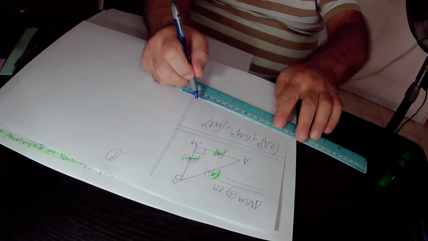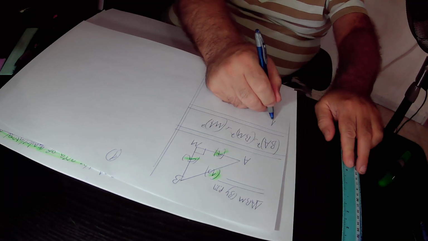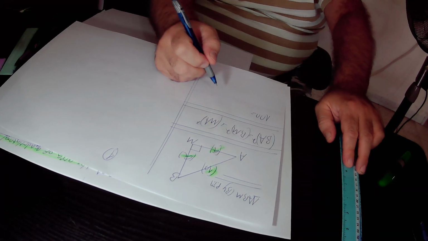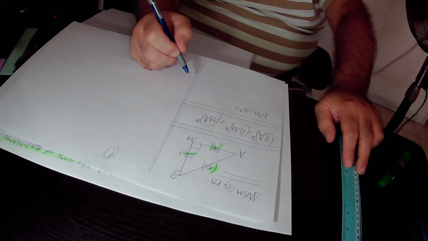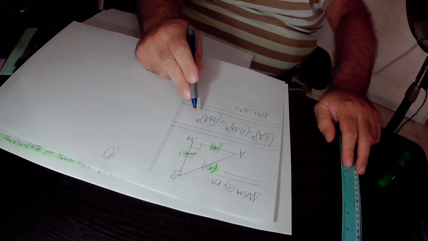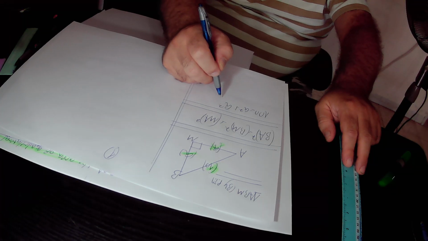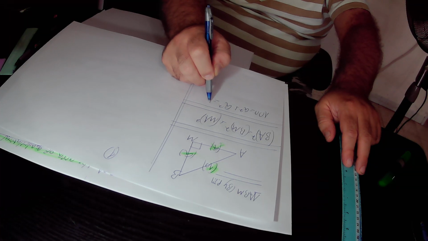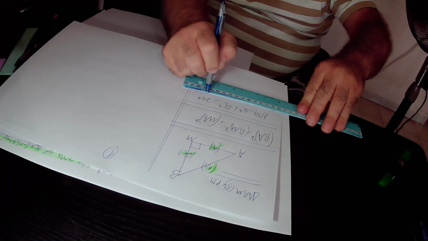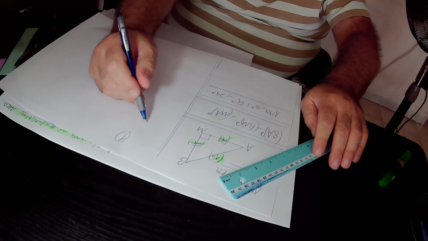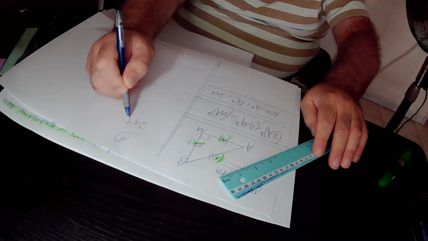BA is 10, therefore BA squared is 10 squared, that is 100. And it is equal to BM squared. BM is A, therefore BM squared is A squared, plus AM squared. AM is also A, therefore AM squared is A squared. So in total, 100 equals A squared plus A squared, that is 2A squared. So 2A squared equals 100.